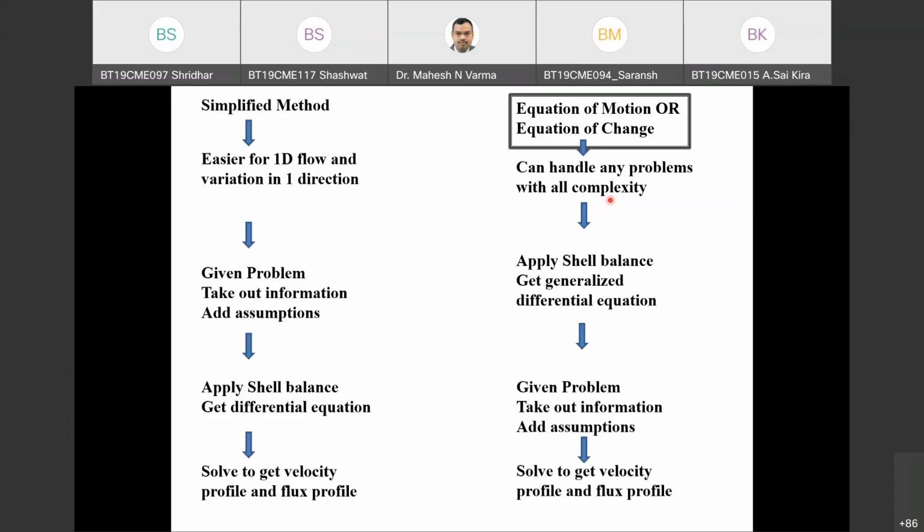Dimensions of a differential shell. If I have all three velocities and variation in all three directions in the Cartesian coordinate system, what will be the dimensions of the differential shell? Dx, dy, dz, sir. Delta x, delta y, delta z. And how many equations are you expecting in the momentum balance?